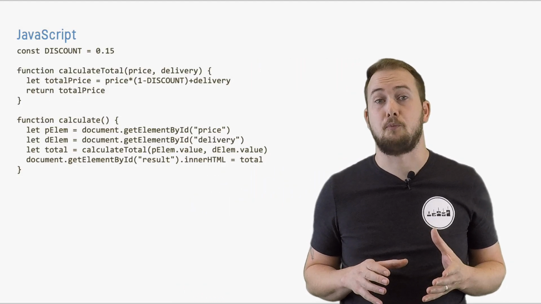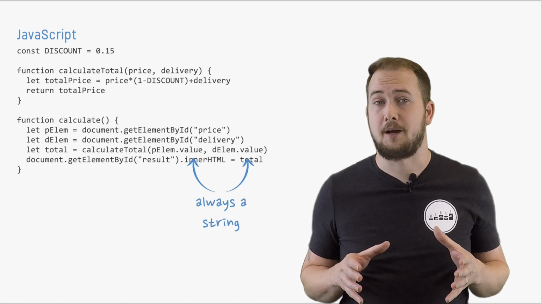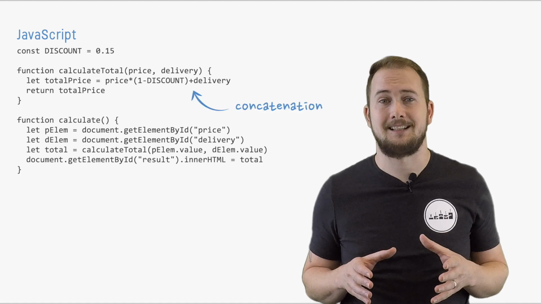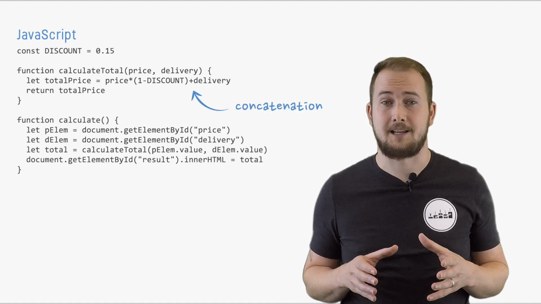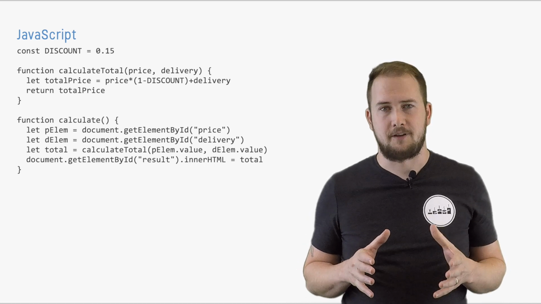You may have already noticed that our calculator is currently giving an incorrect result. This is because the value property on the element provides us with a string, and given the behavior we've just described, our formula is resulting in a concatenation of the delivery value instead of a mathematical addition. There are a few ways that we can fix this.